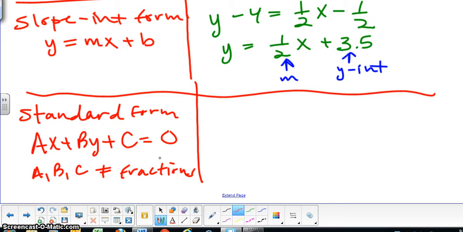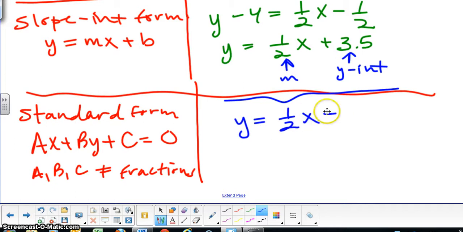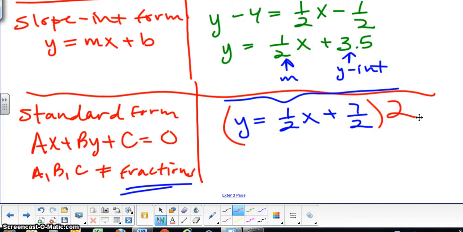Okay, so standard form. Taken from the above equation, I'm going to go ahead and rewrite it. But take 3.5 and put it into fraction form. Okay, so if we can't have fractions, the best way to get rid of fractions is to multiply by the greatest common denominator, which would be 2. So I'm going to multiply everything by 2, which will make 2y equals 1/2 times 2 is just 1, and then 7/2 times 2 is 7.